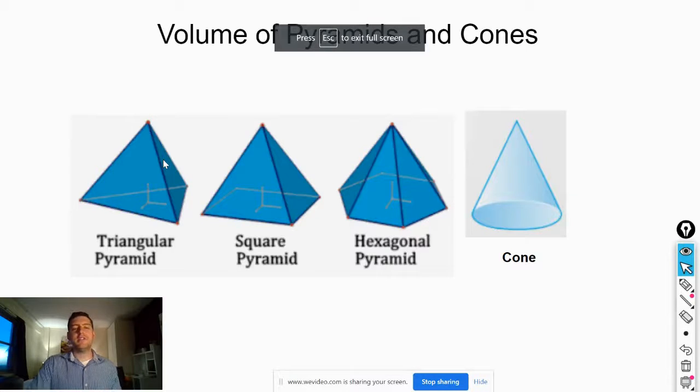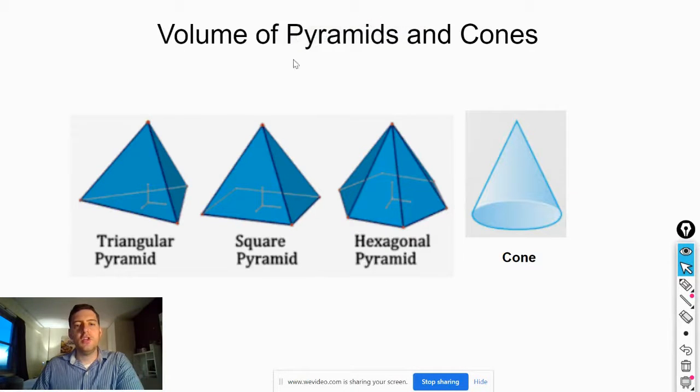Hi everybody, in this video we are going to talk about the volume of pyramids and cones. A pyramid is different from a prism in that a prism would have two bases, and they're both the same, congruent and parallel to each other. A pyramid would only have one base and then it just comes to a point at the top. And whereas the sides of a prism are parallelograms, the sides of a pyramid would all be triangles, even if the base is not a triangle.